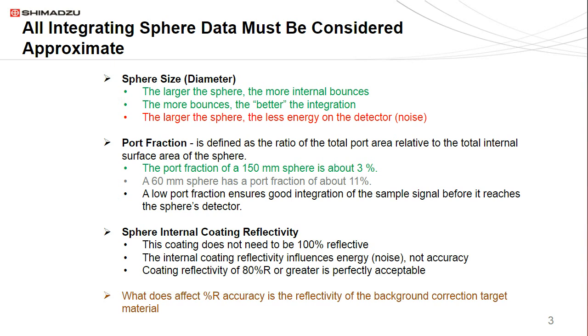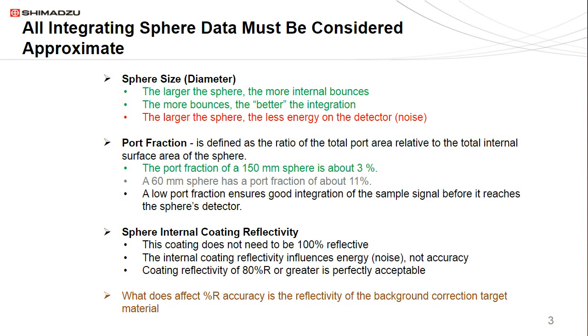The port fraction of a 150 millimeter sphere is about 3%, which is very good. A smaller 60 millimeter sphere has a port fraction of around anywhere from 9 to 11%. Not nearly as good, but still very, very usable. A low port fraction also ensures a good integration, in other words, more bounces inside the sphere.